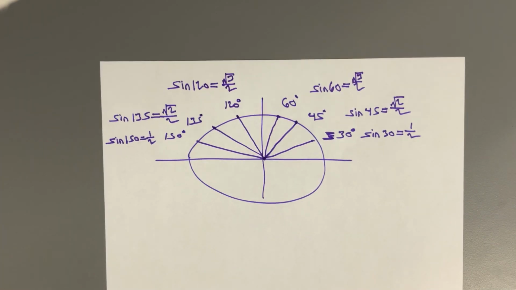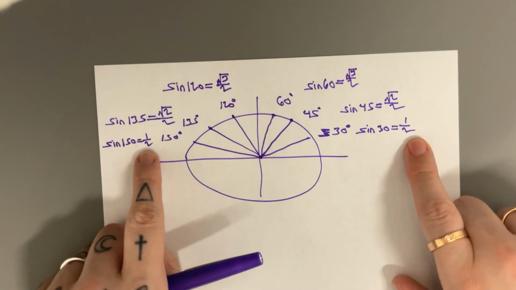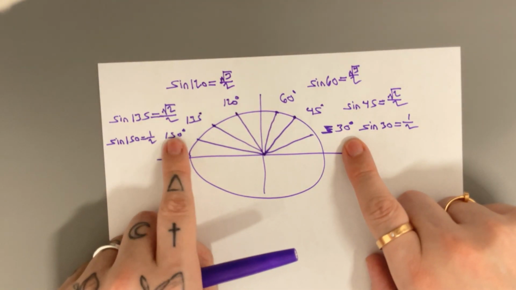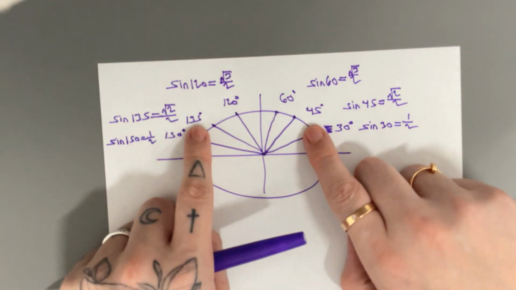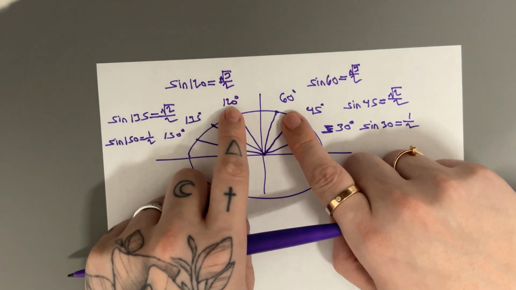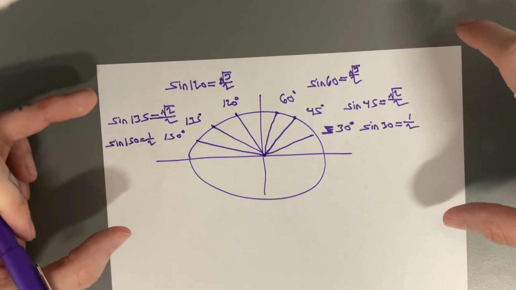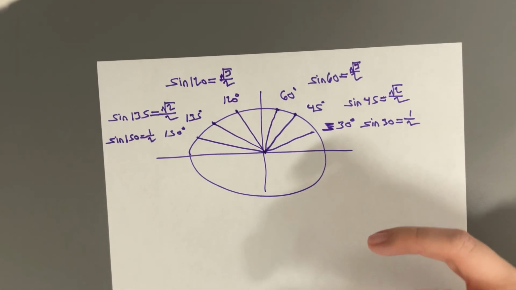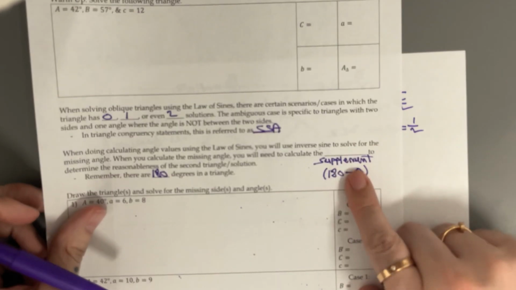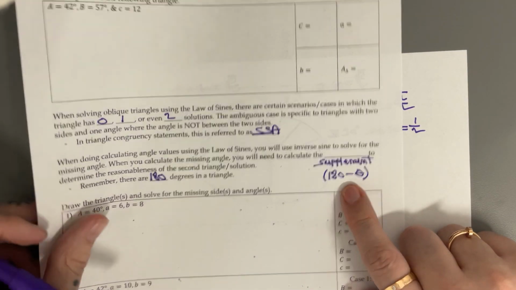What I want you to really take away from this is notice how there are two values that can give you the same sine value, but also notice the types of angles. If I do 30 and 150, those add up to 180. If I do 45 and 135, those add up to 180. If I do 60 and 120, those add up to 180. This is a really neat idea to piece together what I'm about to do. The reason those values add up to 180 is because we're finding the supplement. So this is where that supplement piece comes into play.